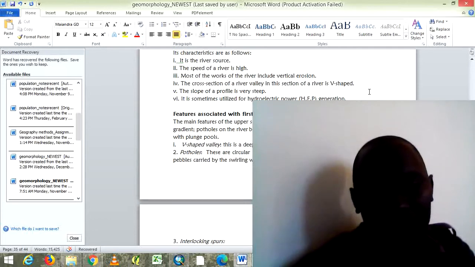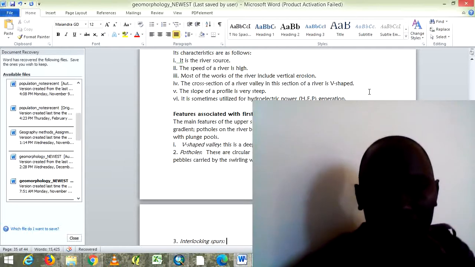Several features are shaped by it, because remember I said that the river performs three functions: erosion, transportation, and deposition. And through these functions, it leads to the creation of landforms or features. So within the upper section of the river, or the youthful stage of the river, certain landforms form as a result of those three processes.